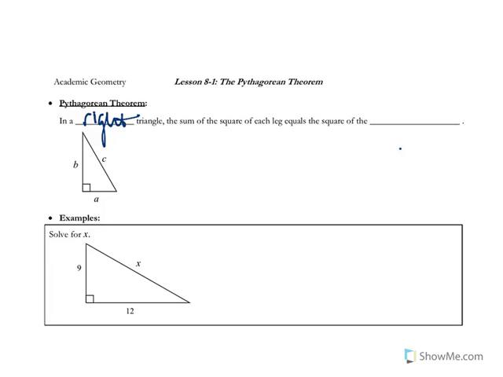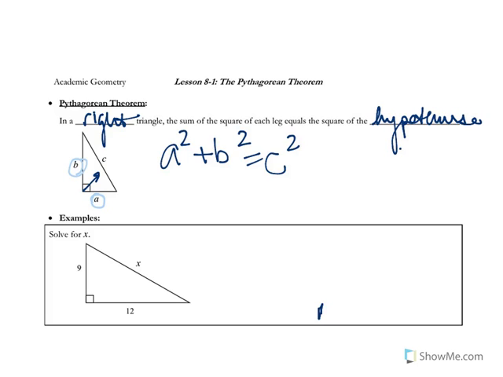So, okay, it's in a right triangle, and the sum of the squares of each leg equals the square of the hypotenuse. Remember, the hypotenuse is the side across from the right angle, and so we always label that C. The other two sides, A and B, it does not matter which one is which. They are interchangeable. They're just the legs. As long as you recognize that C is the hypotenuse, it does not matter which the other two sides are. And so as we remember, Pythagorean theorem is simply A squared plus B squared equals C squared.